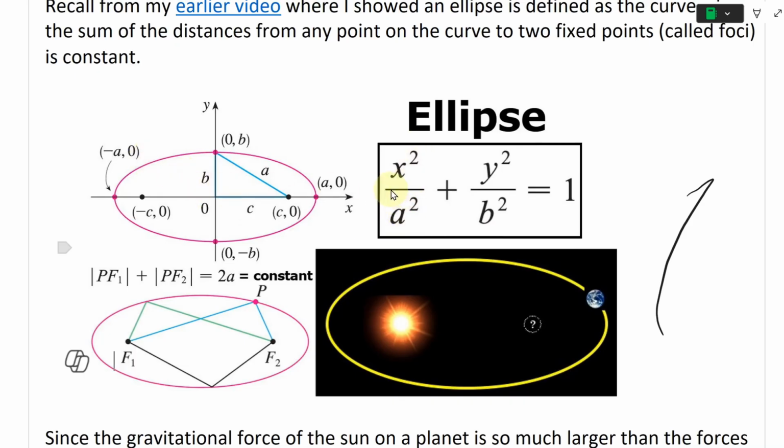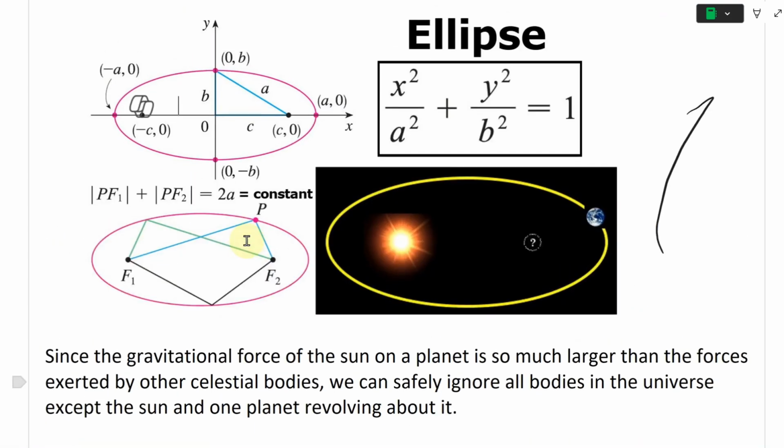x squared divided by a squared plus y squared divided by b squared equals 1, and the major axis is over here, and that length is 2a. The minor axis is that thinner one, and that's going to be 2b. So that's the 2a and 2b. That's an ellipse for you. The vertices are at (a, 0), (-a, 0), and (0, b), (0, -b). All right, let's continue further.